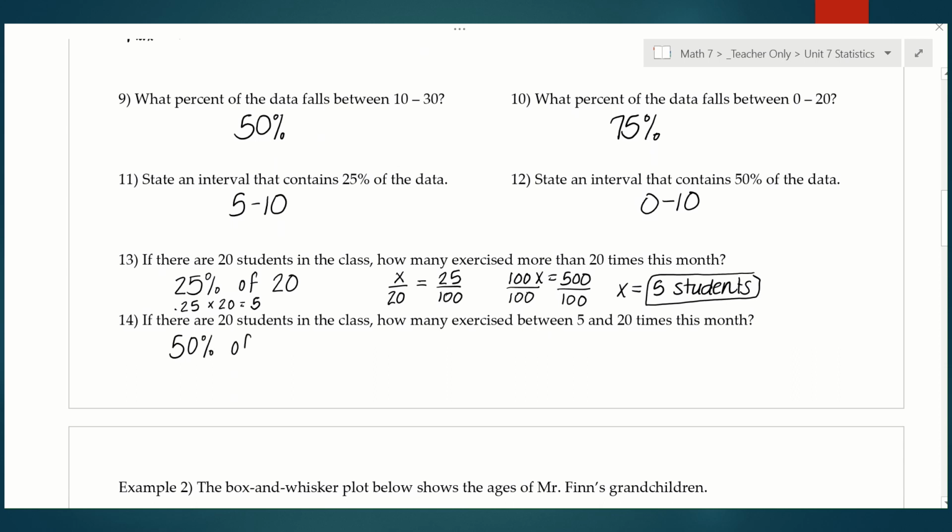So I need to know, what is 50% of the class? What is 50% of 20 kids? Now some of you will be able to do that in your head because you know 50% is a half. If you wanted to show the proportion, I'm working that out right here. Okay, so half of the class would give me 10 students.